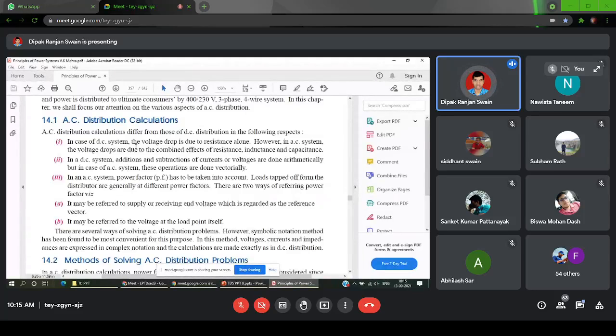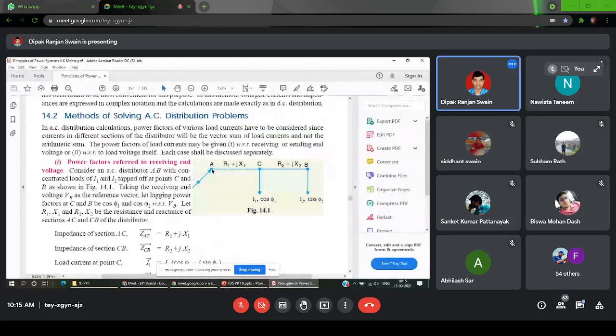It may be referred to the supply voltage or the receiving end voltage, which is regarded as the reference voltage. Now, when you have to give the angle of each of the currents, you must be writing with reference to something. So there are two methods which are given for giving the currents. One is generally that the end voltage is taken as the reference. If you have a distribution line, here you can see this is the feeder point, this is the end point B. So the power factors are referred from the voltage at the point B.